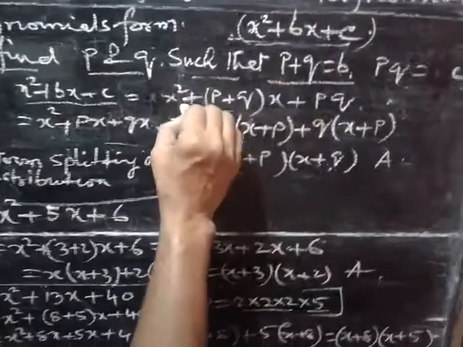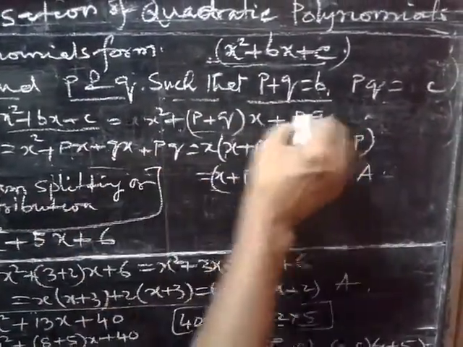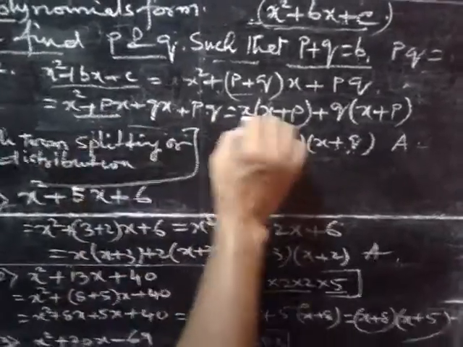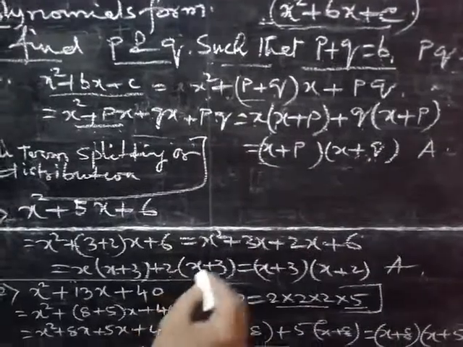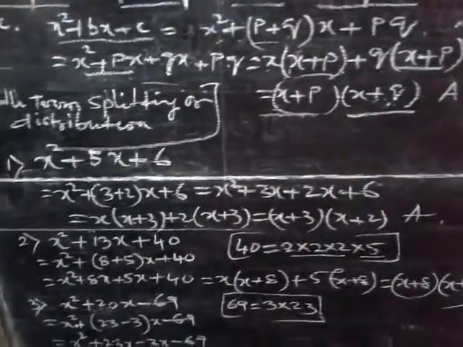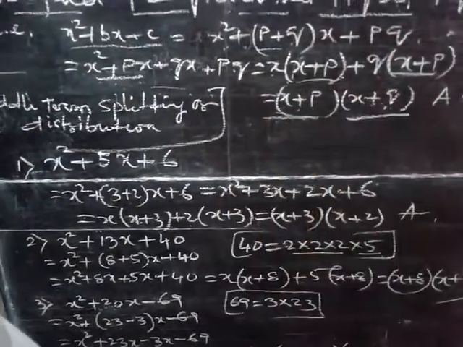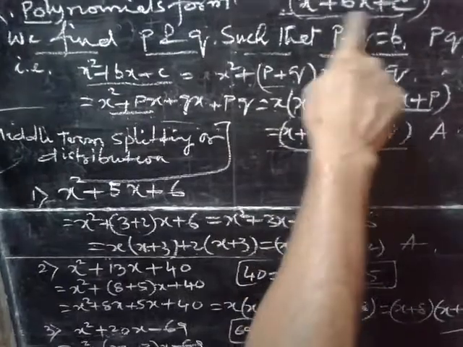Now how do we factorize this? Multiply this out: x square plus px plus qx plus pq. From these two, x common, x into x plus p, and from the other two, q common, q into x plus p. And this x plus p is common, so it is x plus p into x plus q. So this is the factorization form of this expression.